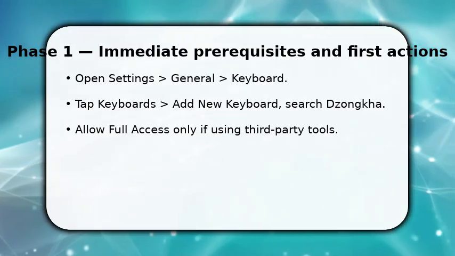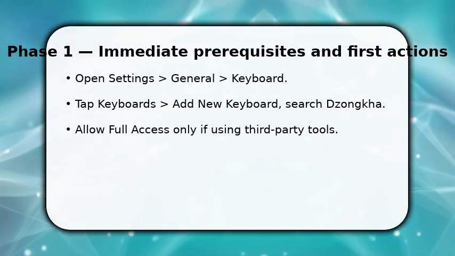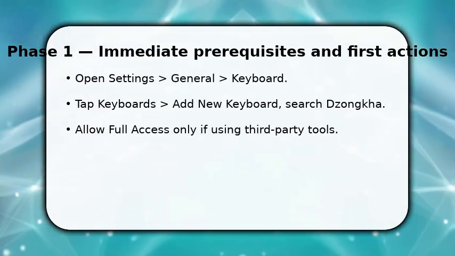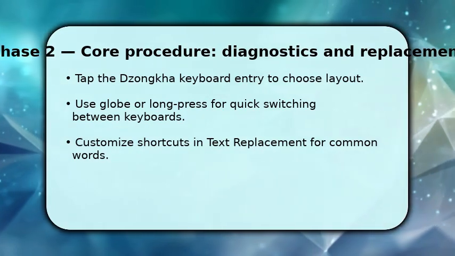After adding, return to any app and bring up the keyboard. You should see the globe icon for switching. This step prepares the device for layout customization. Once done, configure the Dzongkha layout to match your typing needs.